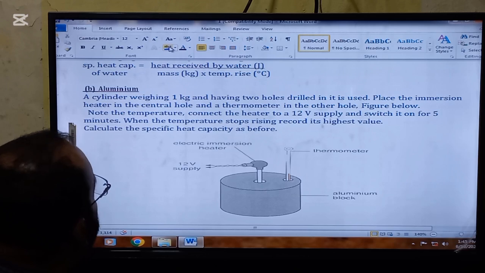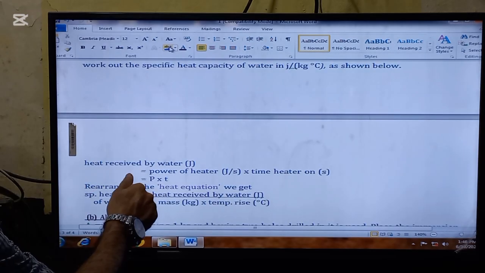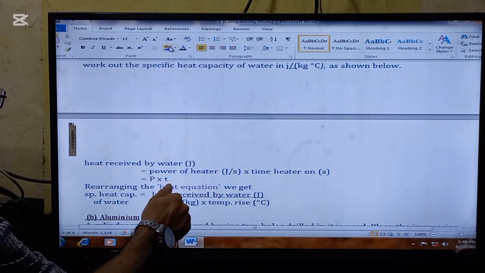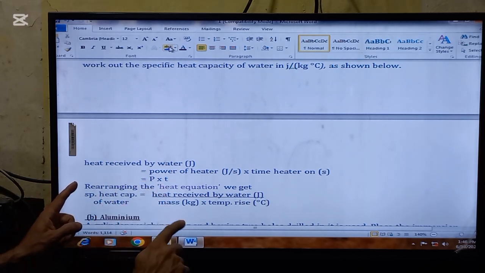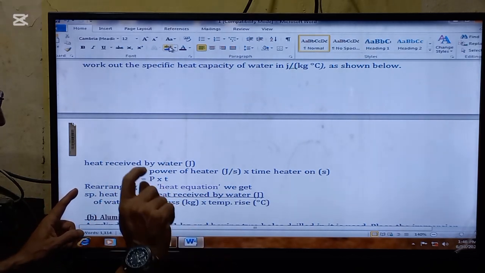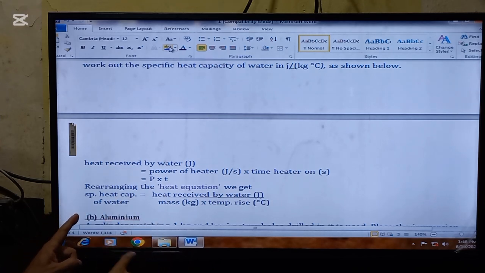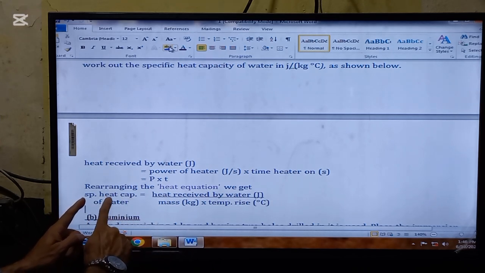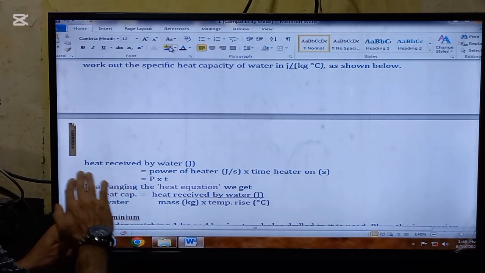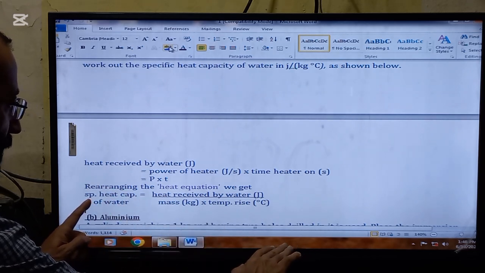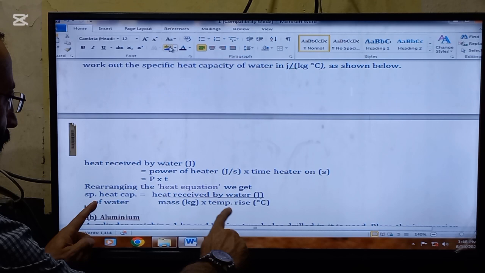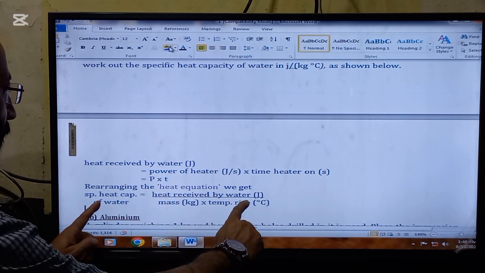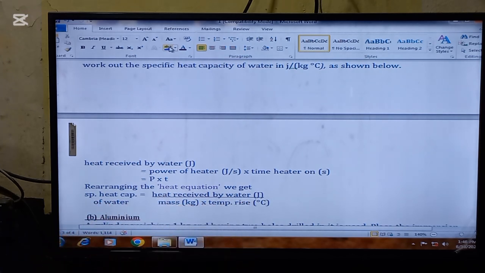Heat received by the water is equal to PT. It means Q is equal to PT. But Q is equal to mc delta theta, in which c is the specific heat capacity. So leaving c here, m and delta theta will go to the denominator of the right side. So m and delta theta are in the denominator, and here is the heat received by the water. So this is the equation.